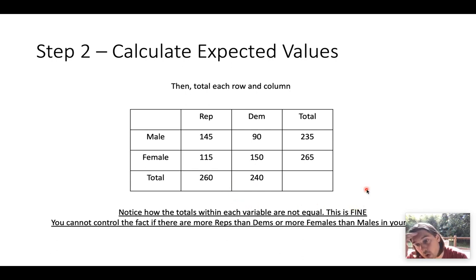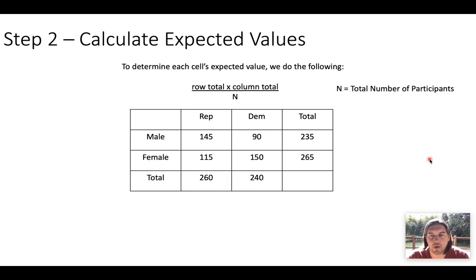So that's step one. We just do all of our totals around the edge of the matrix. We get our male total, our female total, our Republican total, and our Democrat total. So we're going to use these total rows and columns to generate our expected values.